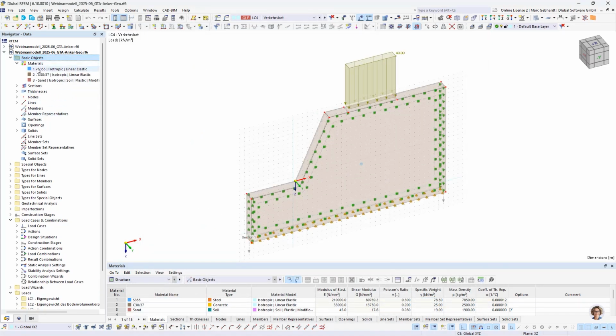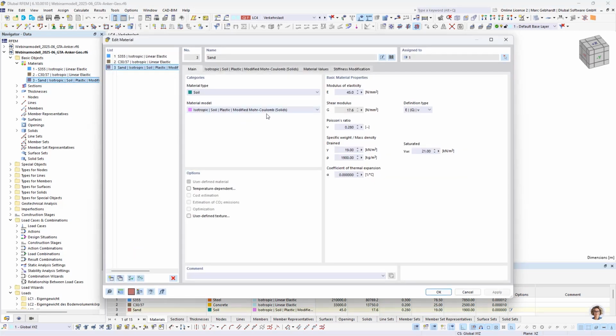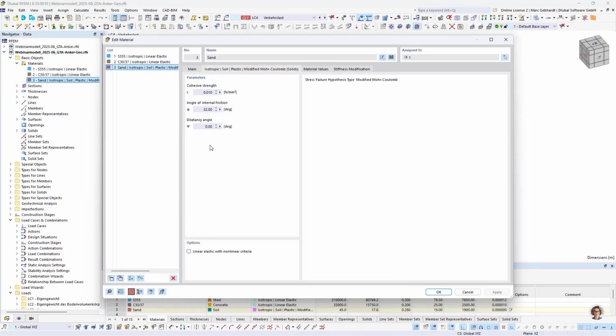I also prepared the materials, which is first steel S355 for the tendon part of the anchor, and a plate which will be based on top of the slope, on the side of the slope, sorry, and as well a concrete C37 for the grout body, and the surrounding soil is modeled as a sand with a modified Mohr-Coulomb material model with a cohesion of 10 kilonewton per square meter.